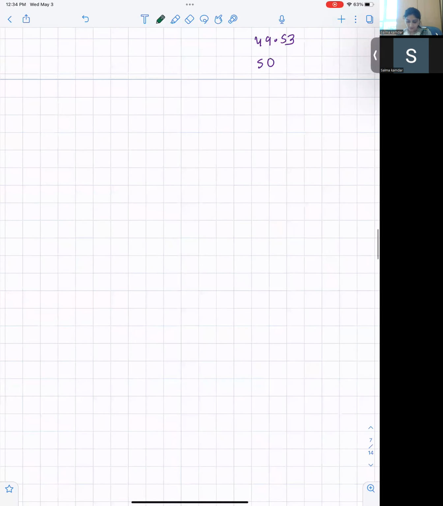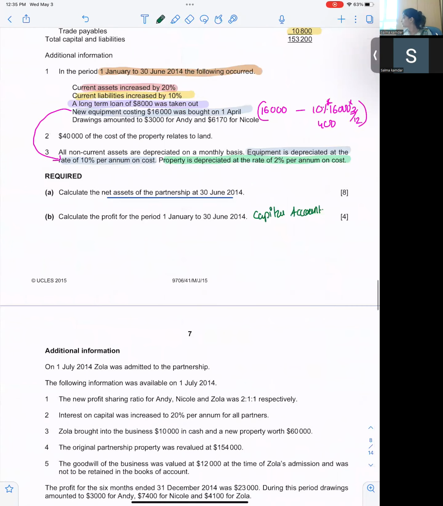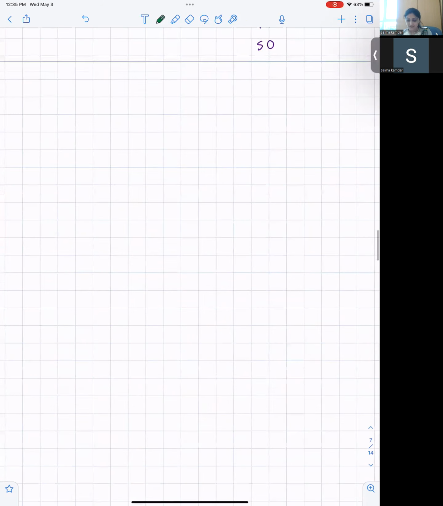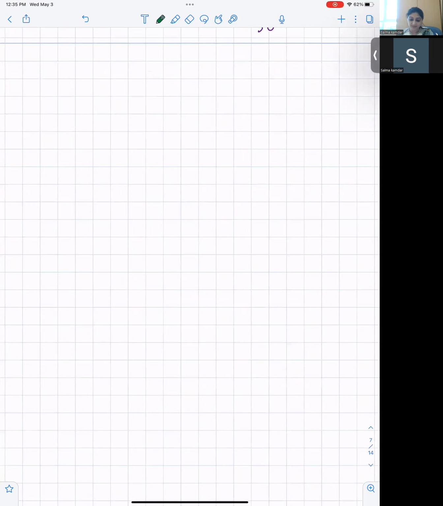So we are going to do a past paper question of June 2015, paper 41. But before we go to that past paper question, we need to understand two things. First thing is, what is the difference between a fixed capital method and fluctuating capital method?